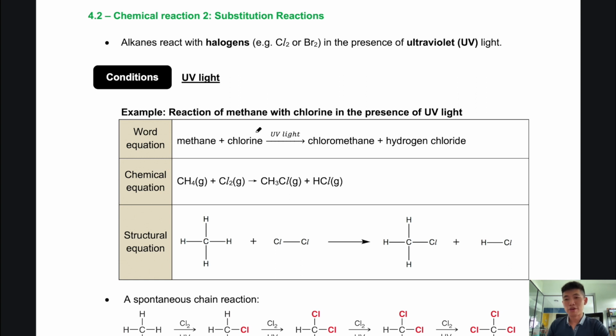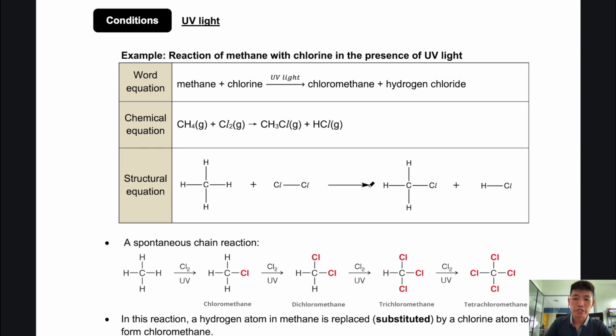It happens when you have your alkane. Firstly, you need that. You need a halogen as well. Halogen referring to your group 7 elements, and typically chlorine and bromine are used. And the condition for the reaction is ultraviolet light. Let's look at the structural equation, which will make a bit more sense.